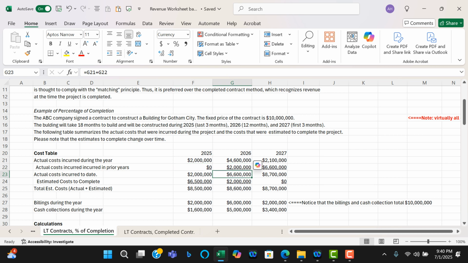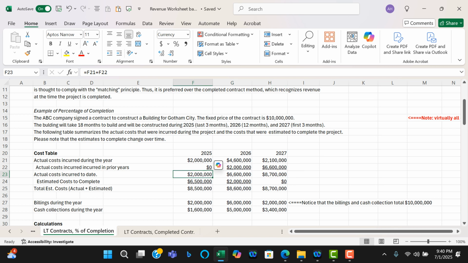So actual costs incurred to date are 6,600,000, and then in 2027 they incurred 2,100,000, and this number here is passed up from there, because in the two previous years you had incurred 6,600,000. So at the end of the contract, the actual costs incurred to date are 8,700,000.